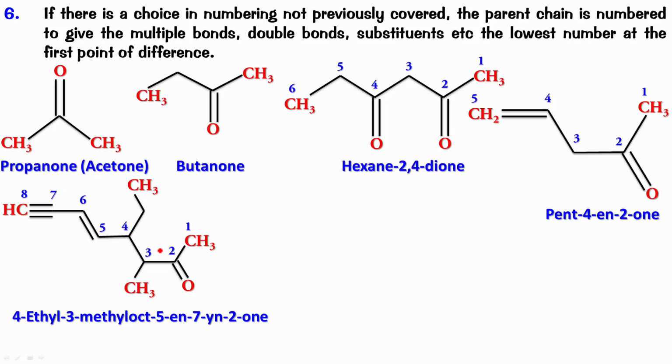So that is the basic nomenclature of ketones with multiple carbonyl carbons and in the presence of double or triple bonds. I hope you have understood all the examples that we have done, and I hope this video helps you in understanding the nomenclature of ketones.